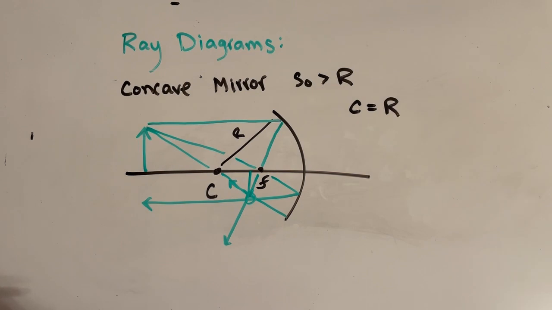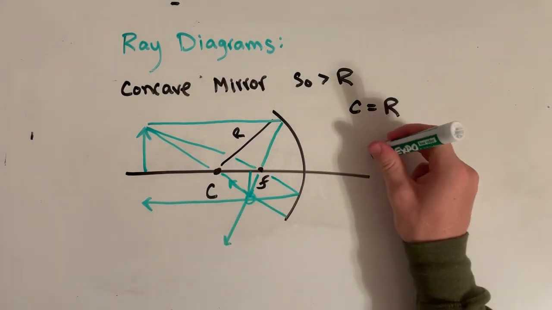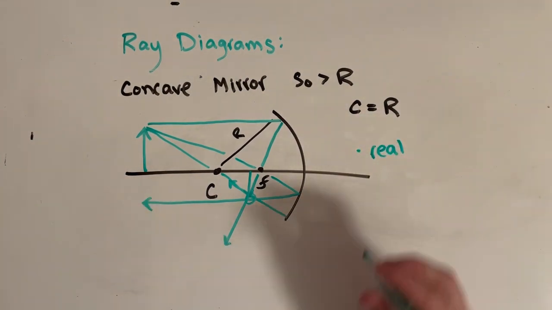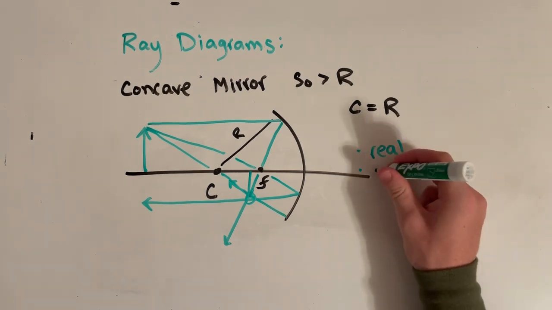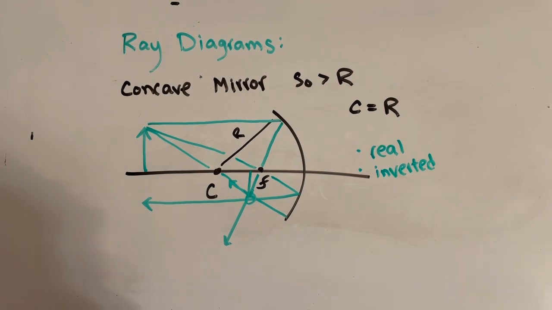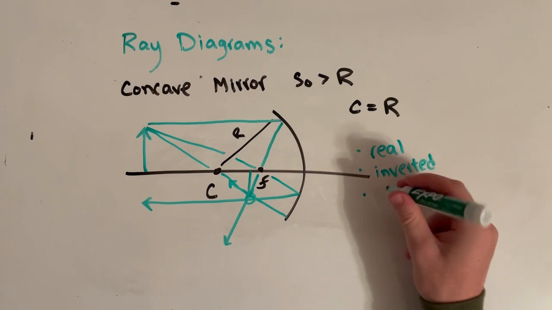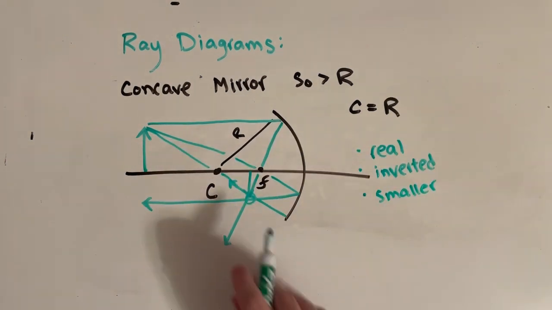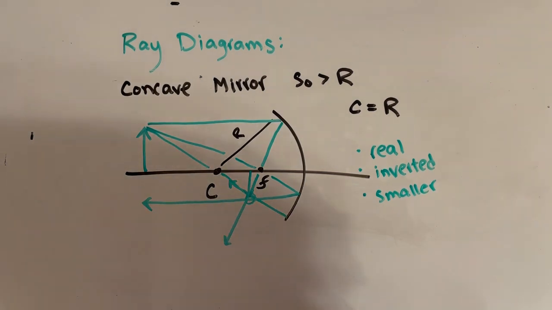So when we do a ray diagram, there are 4 things that we have to analyze about this image. First thing we realize is that the image is going to be real. It's real because it's on the same side as the object. The second thing is it's going to be inverted. The third thing is that we can notice that it is smaller. It looks smaller than our original object. And you can just do that off a basis of judgment.